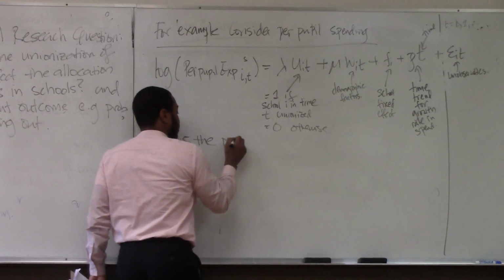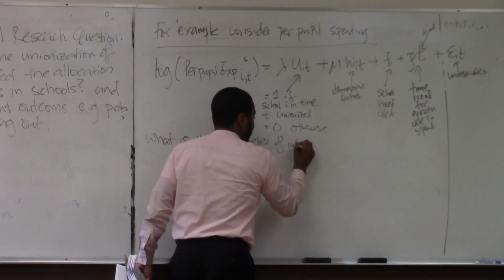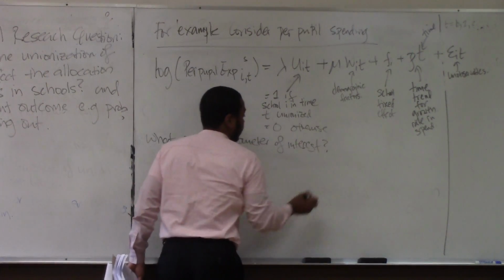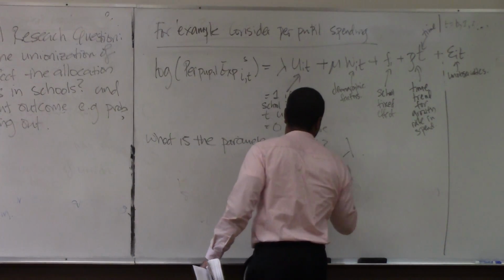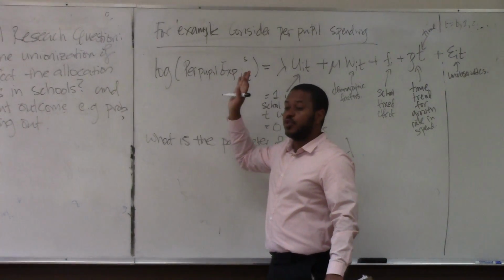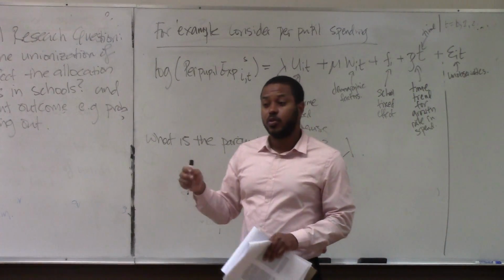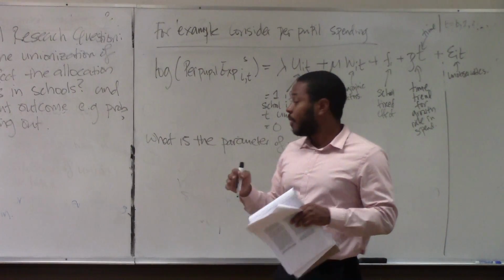So, what is the parameter of interest? Who can tell me? Lambda. That's the parameter of interest. And we can change this to student-to-teacher ratio, salaries, and so on and so forth. When you go back and read the paper, you'll be able to do that. But I want to explicate the methodology.